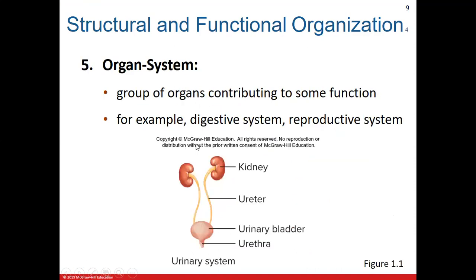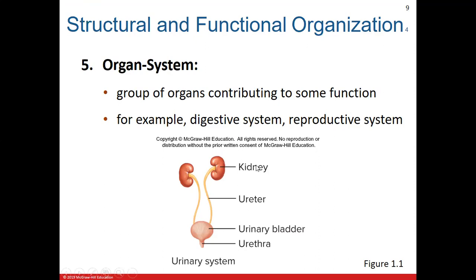Building up from organs, you have number 5, organ system, and we'll be talking about the different organ systems. Like I said earlier, we're going to take a systemic approach and go through the human body system by system. Once you put together all of the organs that contribute to a particular function, you have an organ system.